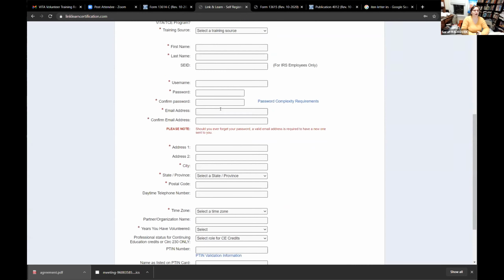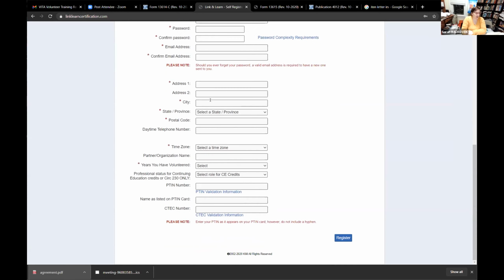And if you had a username last year, you can have it. You can reset your password and that sort of thing for it. And it'll keep track of how many years you were in. And then it's going to have you fill out your address, your postal code, time zone. Partner organization is going to be Quad City United Way. Years you have volunteered.